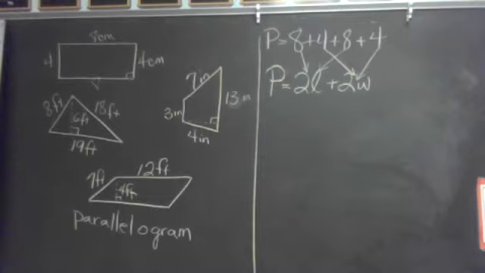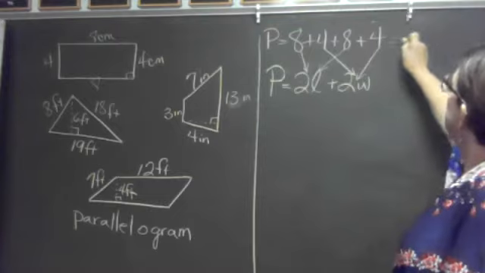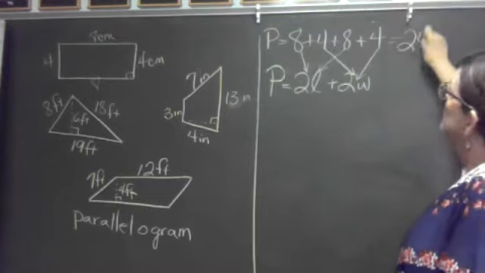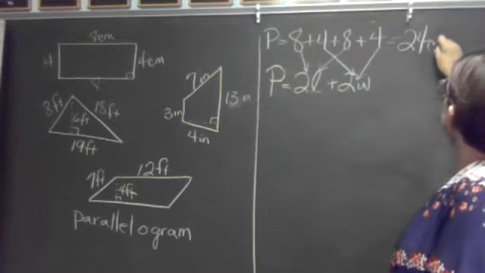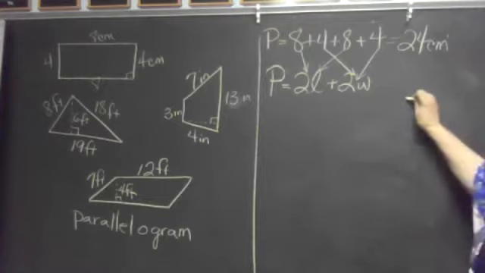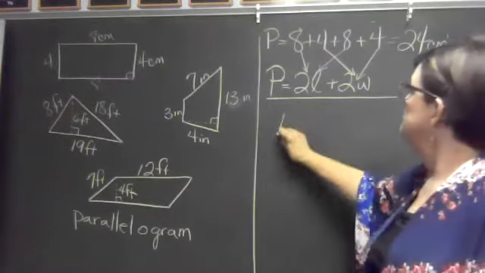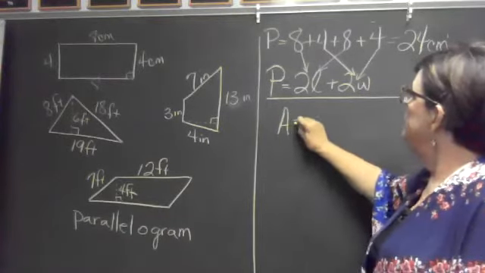Okay, and so for the perimeter of that rectangle, we get 24. And remember that the perimeter is one-dimensional, and so you don't have anything except an invisible 1 on our units, okay? Now let's find the area of the rectangle. I want the formula first.